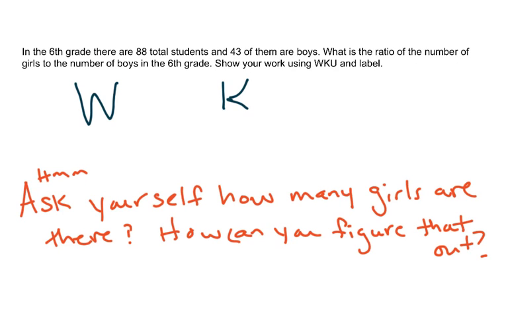And then we have this next question. In the 6th grade, there were 88 students total. 43 of them are boys. What is the ratio of the number of girls to the number of boys in the 6th grade? Again, you should be setting this ratio up in words, filling in what you know. Then you should ask yourself, how many girls are there? How can you figure that out? Okay? So think about an operation you may have to use.